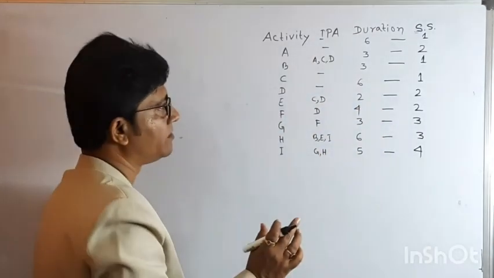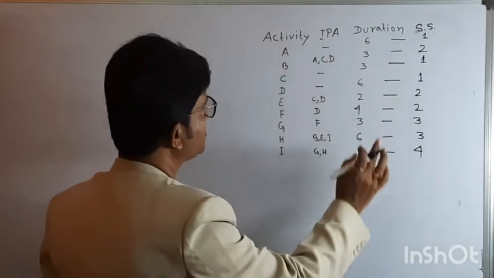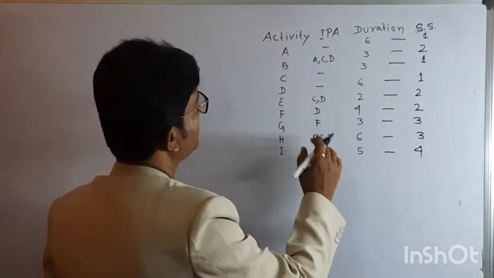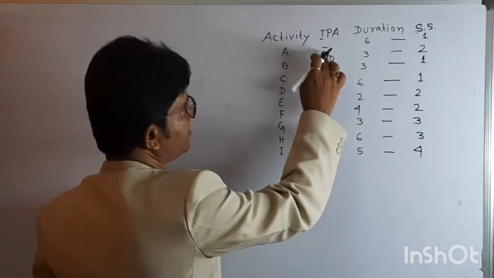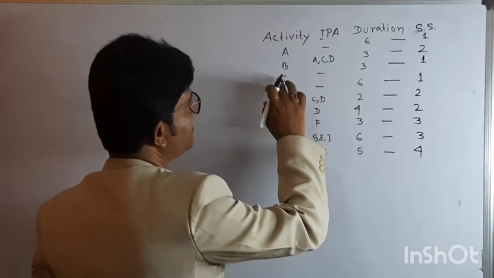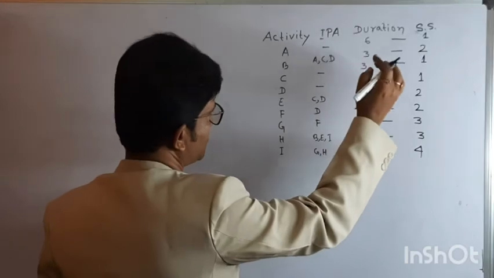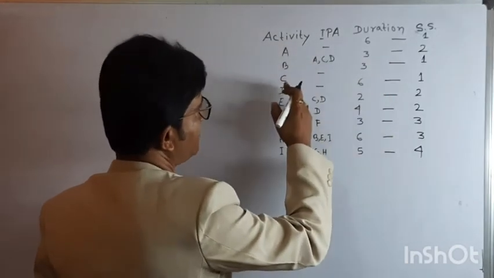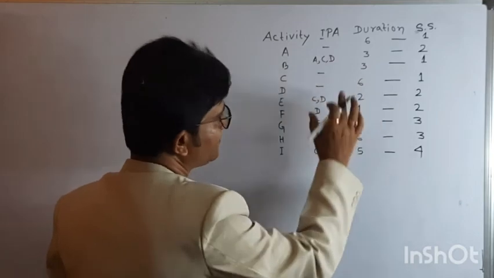The basic concept for finding the sequence step number, I'm repeating once again: the activity that has a nil inter-precedence activity will be marked as sequence step number 1, the activity that has an IPA of sequence step number 1 will be marked as sequence step number 2, the activity having an IPA of sequence step number 2 will be marked as sequence step number 3, and so on.